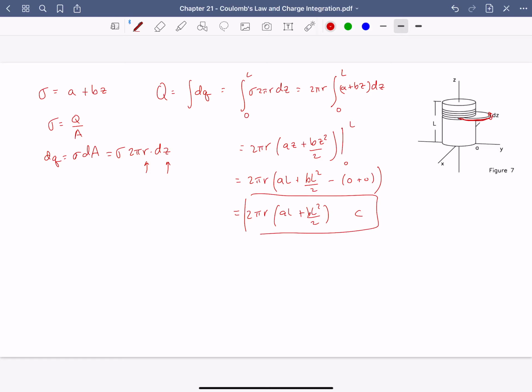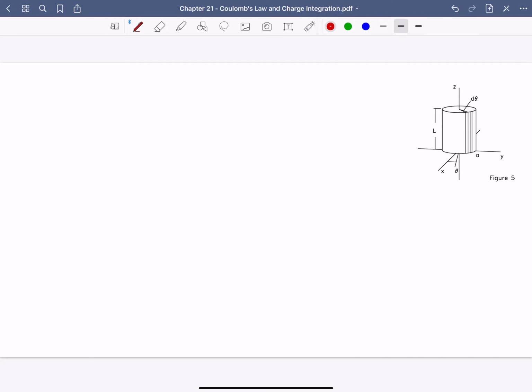For completeness, I want to do this again but use a different method of cutting up the sphere, so to speak. Let's say we're given a surface charge density that goes as A cosine theta. So this is kind of doing something strange, right? The charge density around this cylinder is wiggling kind of up and down in its intensity.